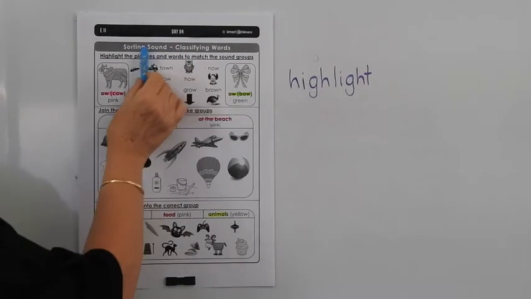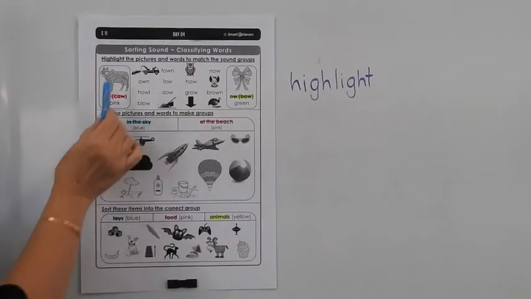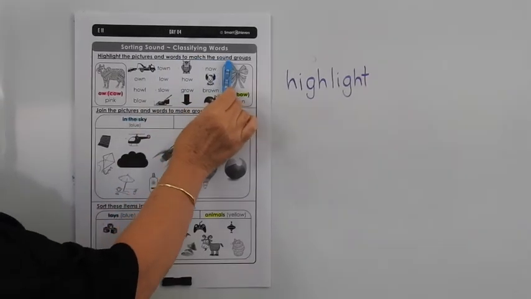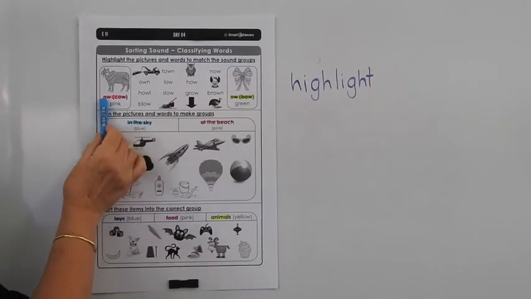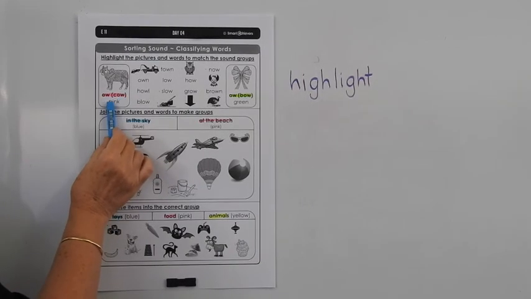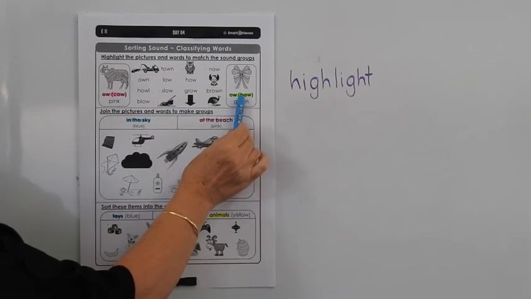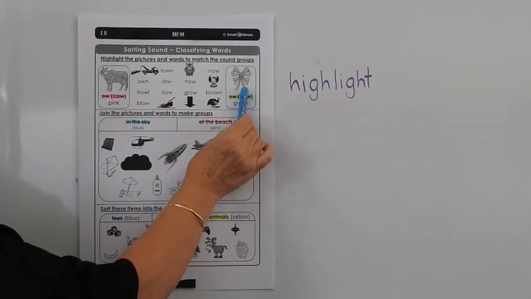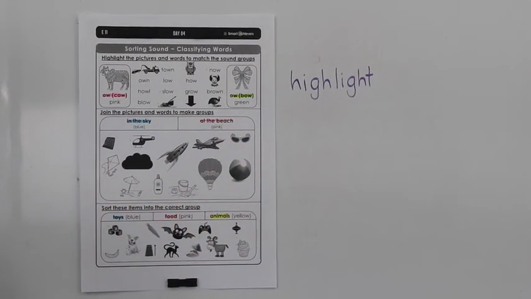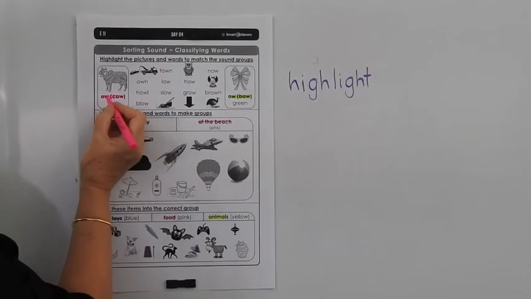E11 day 4, we're sorting some sounds and we're classifying some words in this one. So the first bit says, highlight the pictures and words to match the sound groups. Now here we've got OW making the owl sound as in cow, and we're making all those words or pictures pink. Here we've got the OW making the O sound as in bow, and we're making all those pictures green or words green. So let's go through the couple of owl ones first.